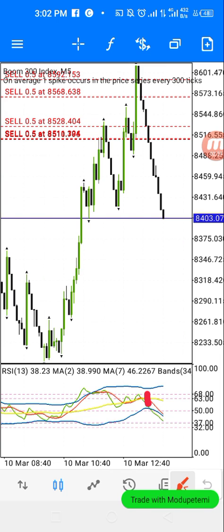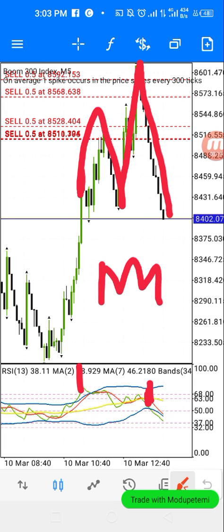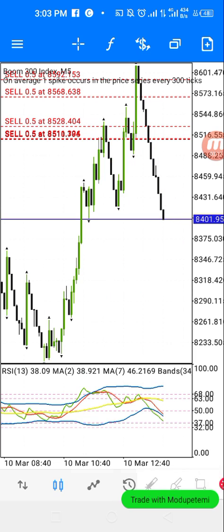If you look at it, the first one was this, which was our first leg, and this was our second leg. We had it here. So it's just all about trading our M's and our W's. It works perfectly on 1 minute to 5 minute time frames, depending on the kind of trader you are.